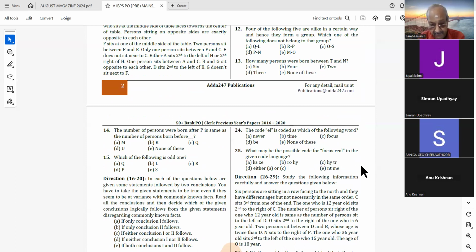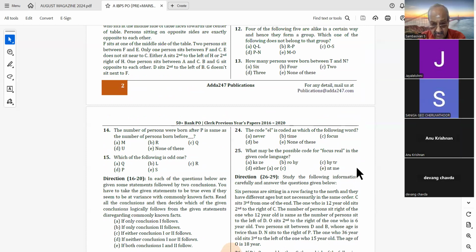25. C is the answer. Please check. Yes, sir. Delhi is the answer. Either A or C. Delhi is the answer and not C. Somebody told C. That person, please check whether what these people are telling is correct or not. Are you understanding that? Otherwise, I will ask them to explain to you. Now, those who got the correct answer, please explain to them why focus real is either A or C. Please tell.